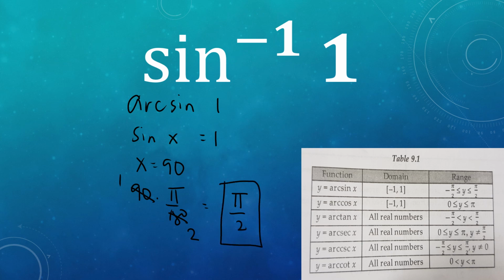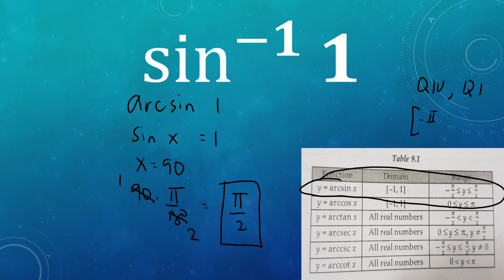As we can see, this is the range for arcsine, and it satisfies the range. Based on our illustration, y is greater than or equal to negative pi over 2, but less than or equal to pi over 2. Thus, it implies that it is within quadrant 4 to quadrant 1, so negative pi over 2 to pi over 2, closed. As you can see, pi over 2 is within the range. That's the reason why the final answer is pi over 2.